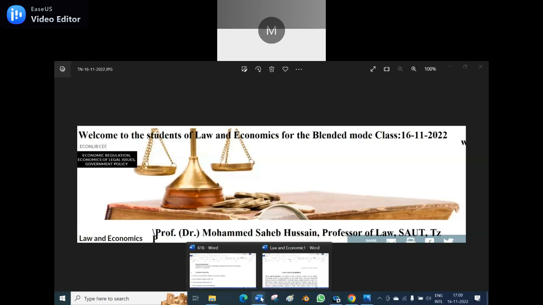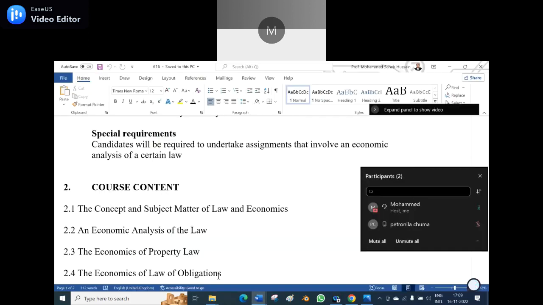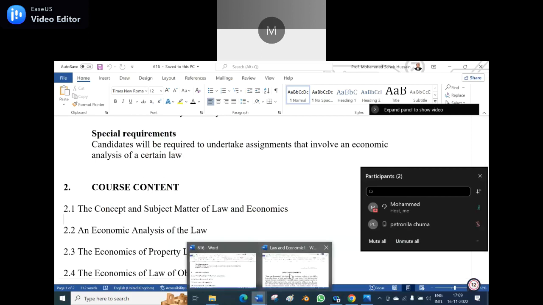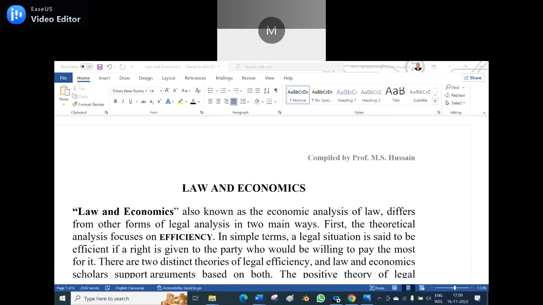So without wasting time, let me go further, because this is the elective course, Law and Economics. Today I am going to deal with law and economics, in other words, the economic analysis of law. Law and economics, also known as the economic analysis of law, differs from other forms of legal analysis in two main ways.